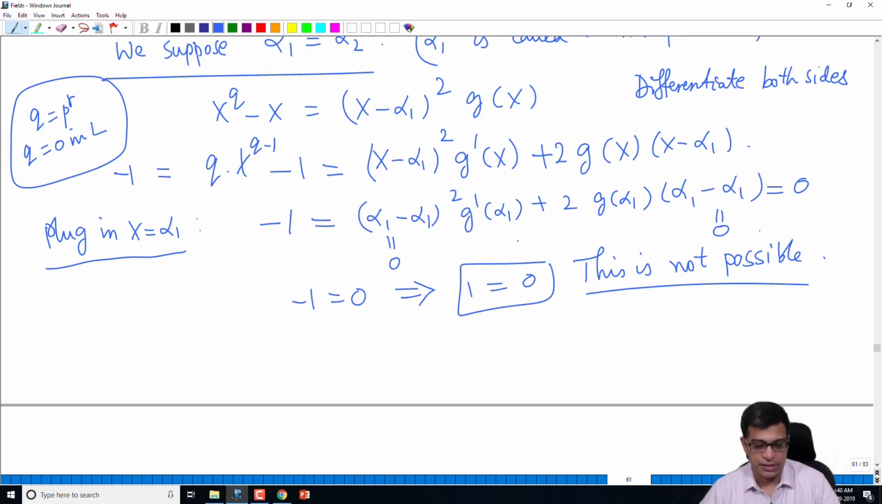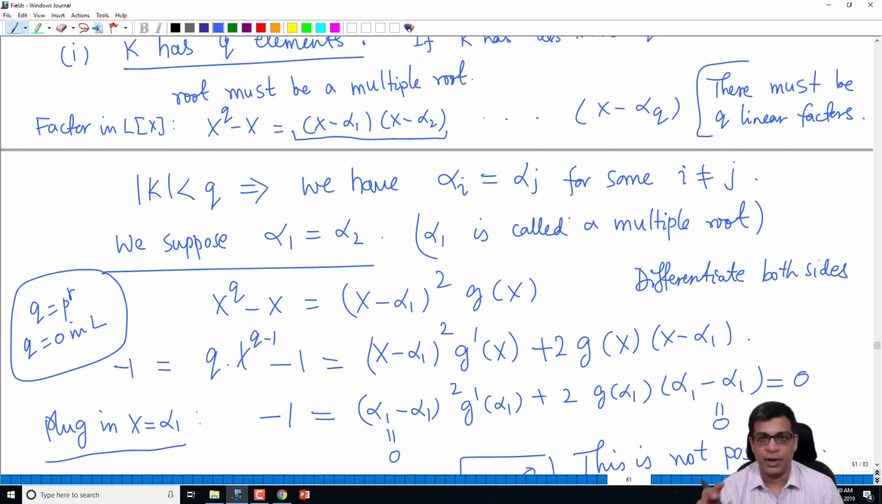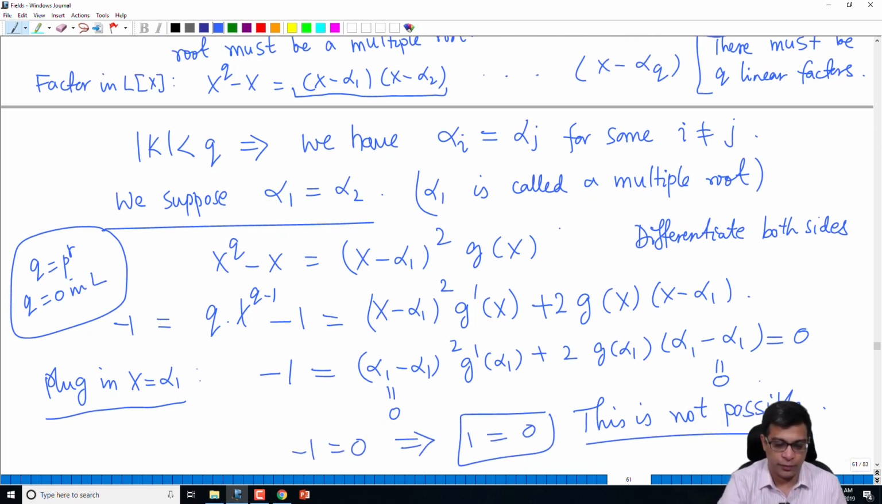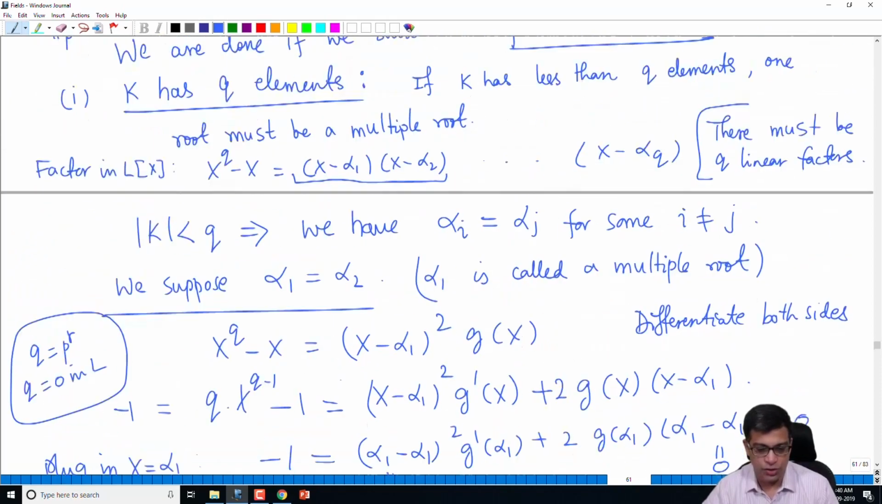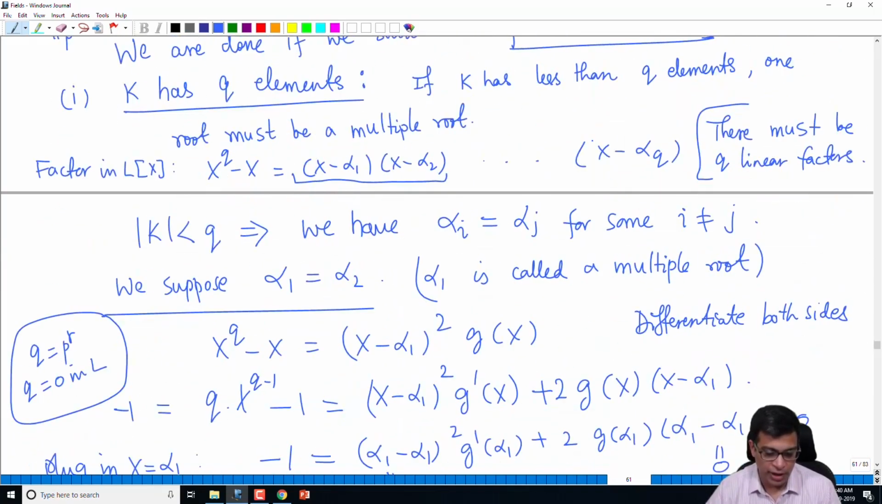So that means no root can repeat, that is the point. A multiple root must be a common root of the polynomial and its derivative. But the derivative of the special polynomial that we are interested in here, x power q minus x, is actually minus 1. So it cannot have any roots. So the derivative and the polynomial can't have common roots. So the polynomial in question has q distinct roots. So K has q elements.